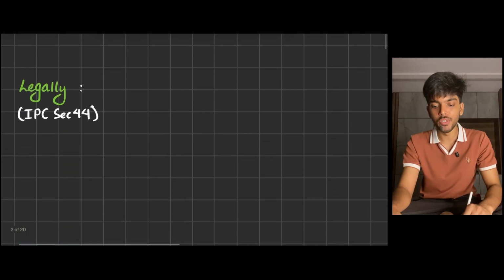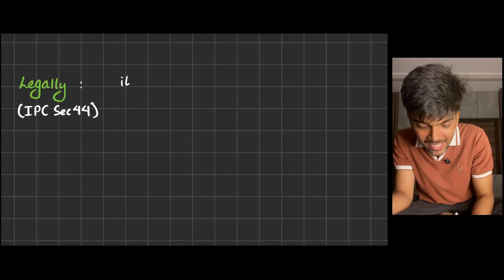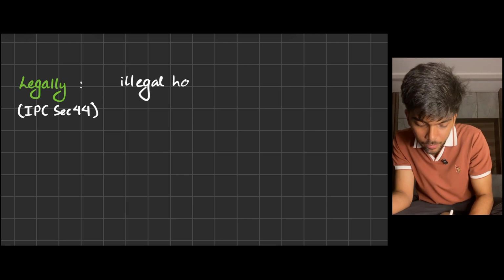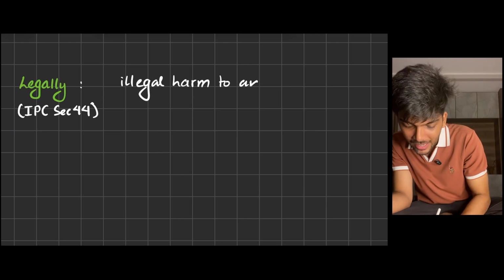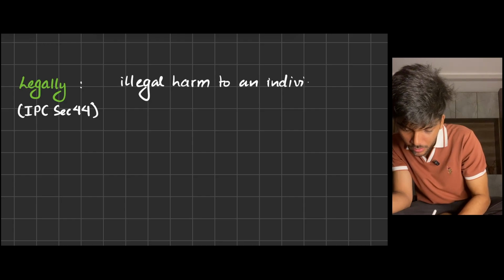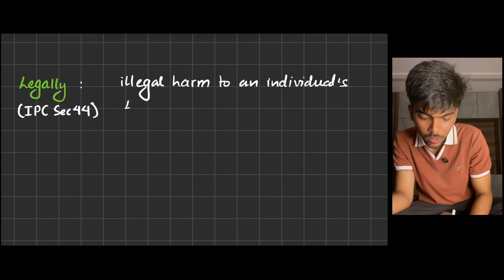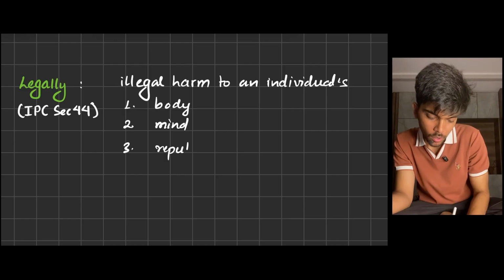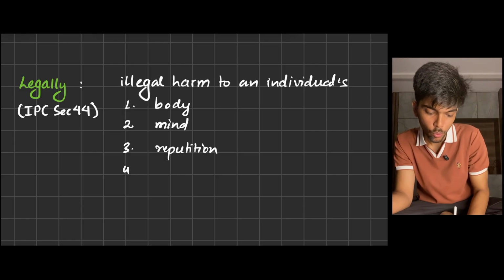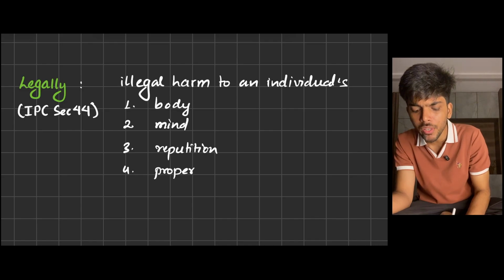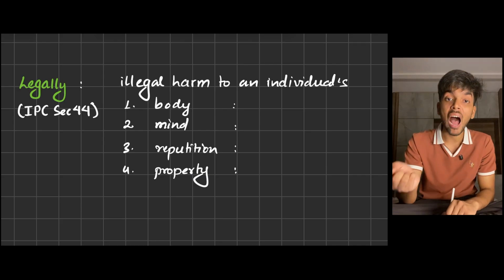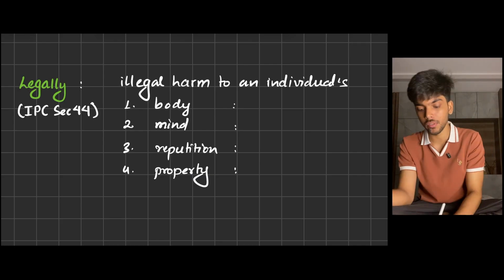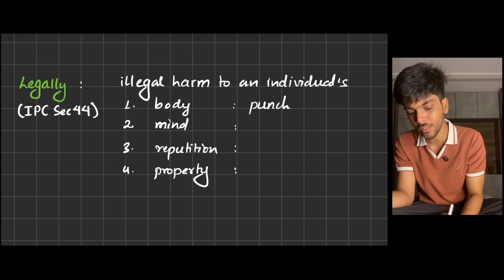Legally, however, injury is defined as any illegal harm to an individual's number one, body, or number two, mind, or number three, reputation, or number four, property. For example, if you punch someone and he loses his sense of vision, there you are harming the physical body of that person.